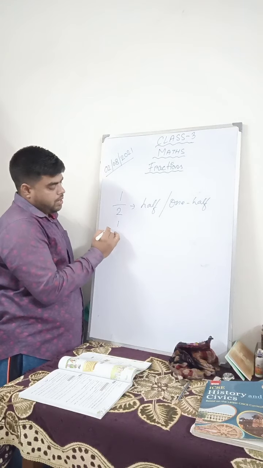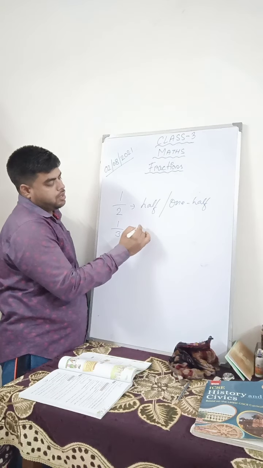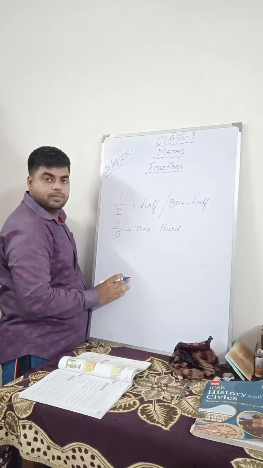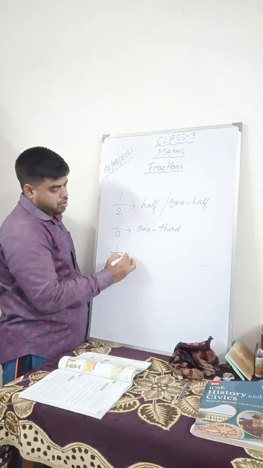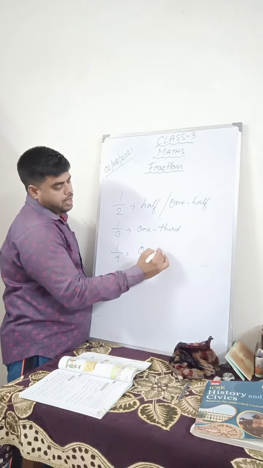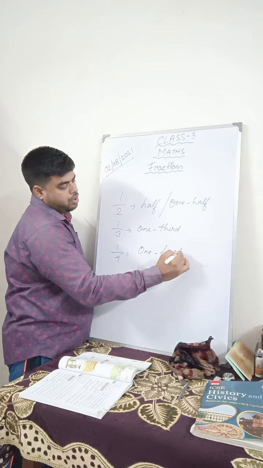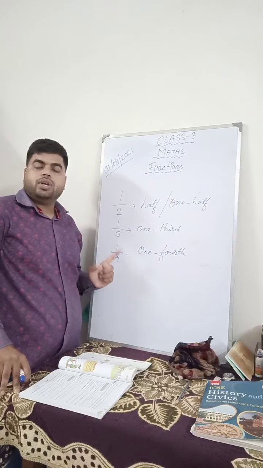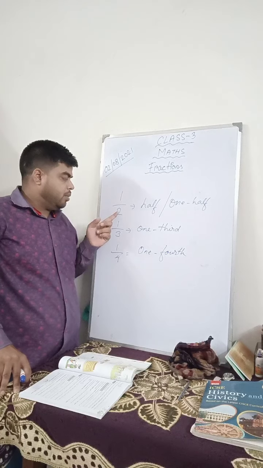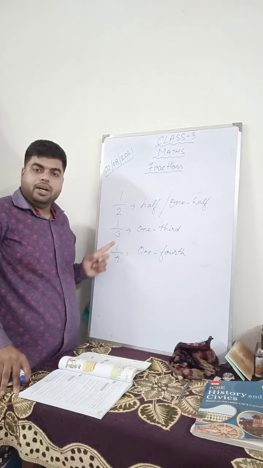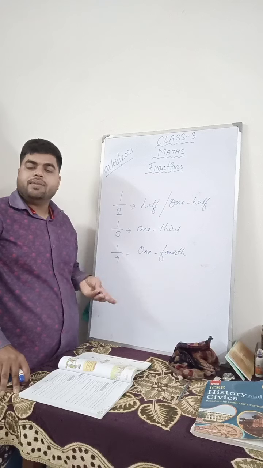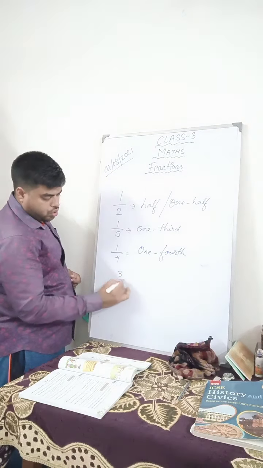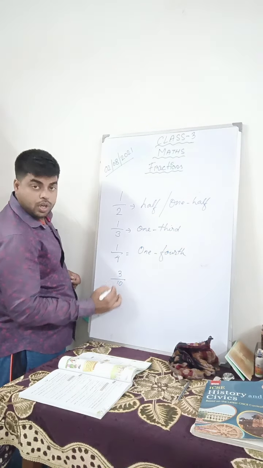Now suppose 1 by 3, we write 1/3. Suppose 1 by 4, we write one fourth, 1/4. That means whatever number is at the bottom, we write it as an ordinal number: half, third, fourth, then fifth, sixth, seventh, eighth. So whatever is written in the denominator, like suppose we write 3 by 10, how will you write it here?